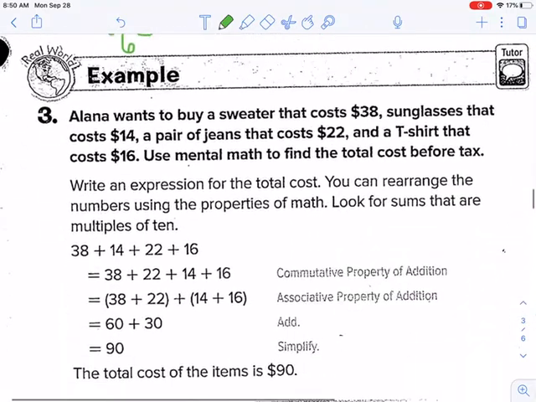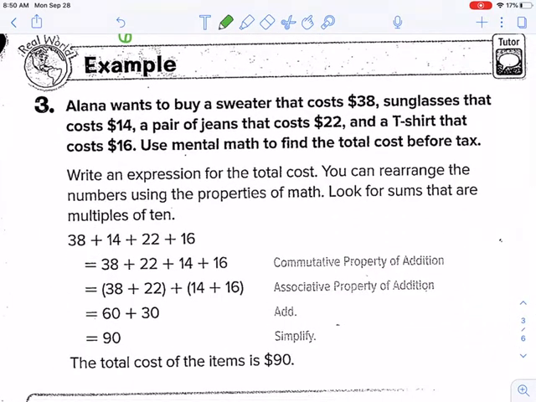All right, so you can use these properties to simplify your algebraic expressions, your numerical expressions. So if you look at the example here, number 3, Elena wants to buy a sweater that costs $38, sunglasses that are $14, jeans that are $22, and a t-shirt that's $16. So here's your addition problem. All right, but you could use mental math to make it simpler.